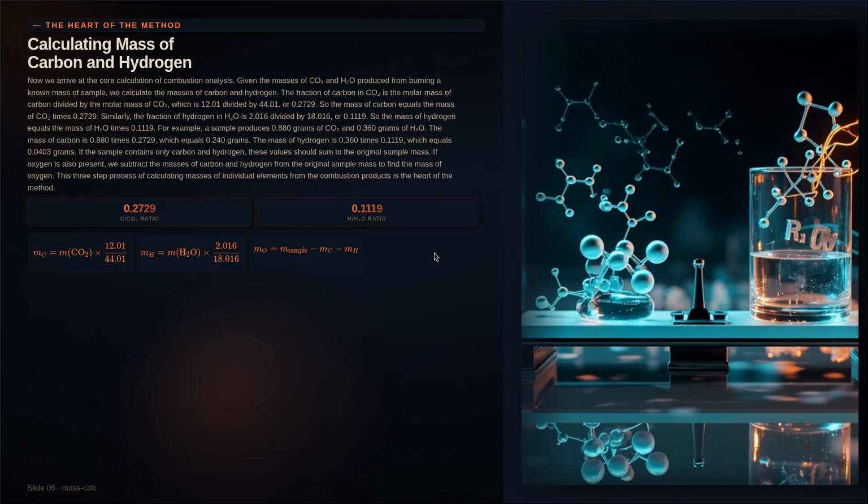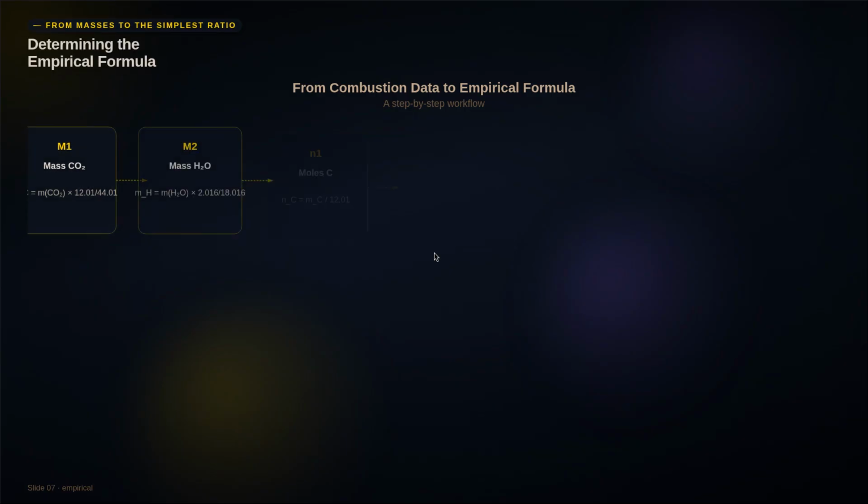For example, a sample produces 0.880 grams of CO2 and 0.360 grams of H2O. The mass of carbon is 0.880 times 0.2729, which equals 0.240 grams. The mass of hydrogen is 0.360 times 0.119, which equals 0.0403 grams. If oxygen is also present, we subtract the masses of carbon and hydrogen from the original sample mass to find the mass of oxygen. This three-step process of calculating masses of individual elements from the combustion products is the heart of the method.